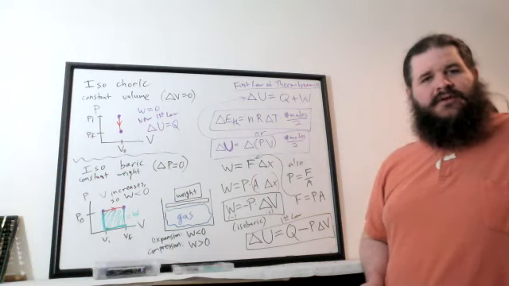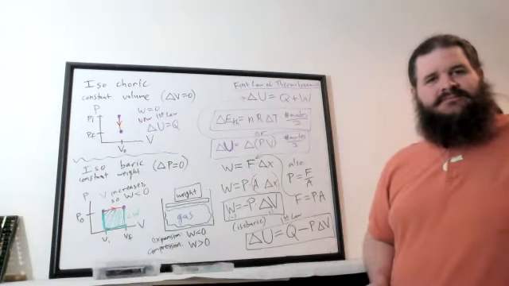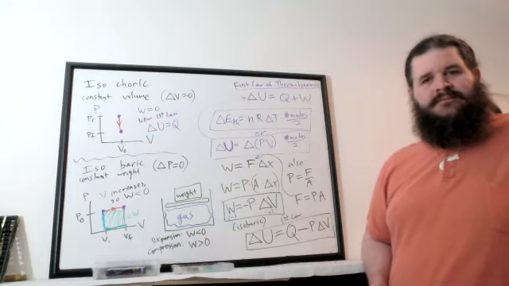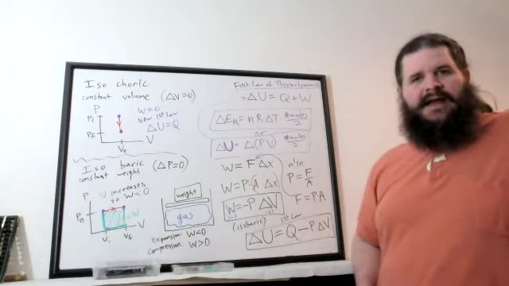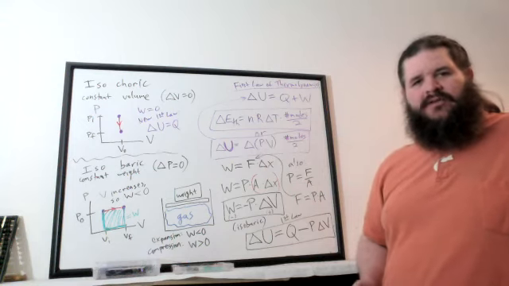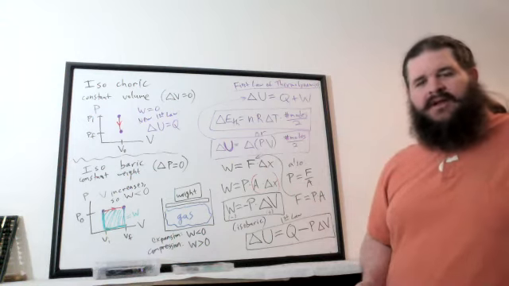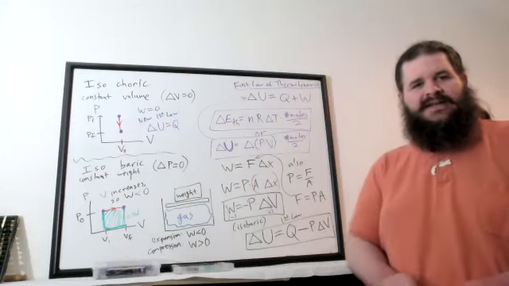Any questions on that so far? All right, so those are the two big ones. We can take a look at some of the other processes. Isothermal and adiabatic are the other big ones, and how this applies to heat capacity next time.